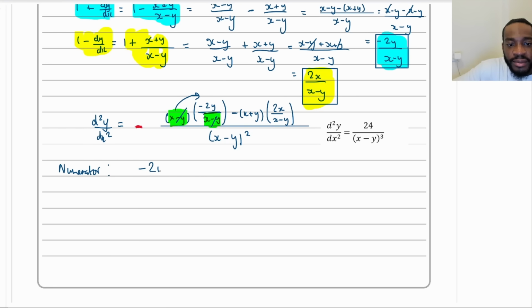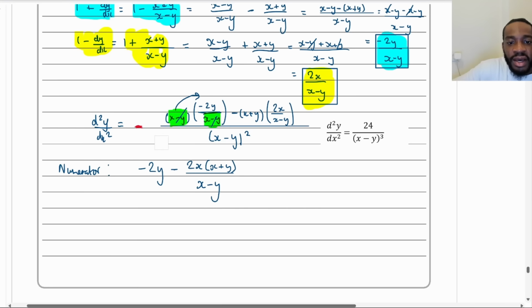minus 2y like that. And then this one would be minus, and then I've got a, what can I do with that? I can say that that just becomes minus, and then I can put the x plus y with the 2x. So it just becomes minus 2x, and then x plus y all over x minus y. I hate when it does that thing. Let me just get rid of that arrow there. Okay, so this is where we're at now, okay?